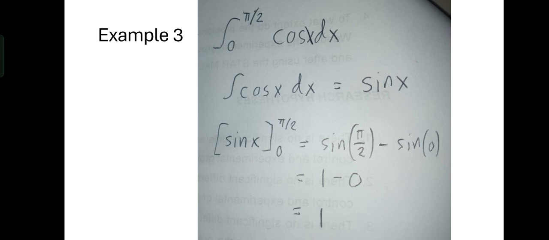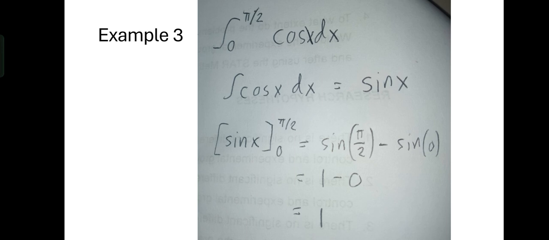So for our example 3, we have here the integral of cosine x with respect to x from 0 to pi over 2. This type of problem is about evaluating definite integrals. The first step is to find the integral of cosine x with respect to x, which is equal to sine x. And now we can proceed in evaluating the definite integral using the limits of integration.